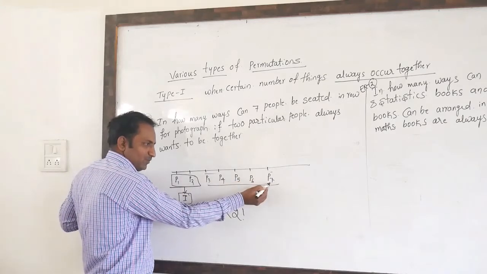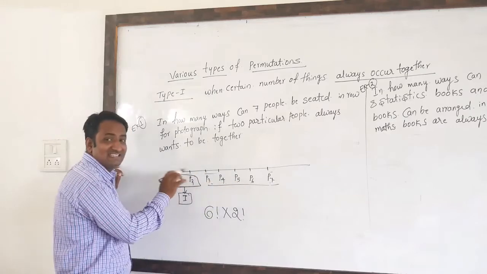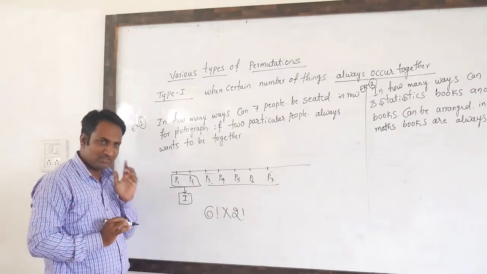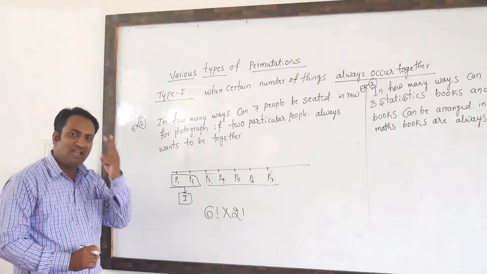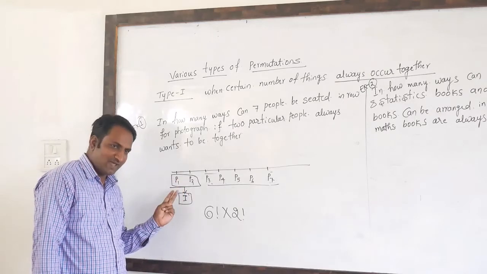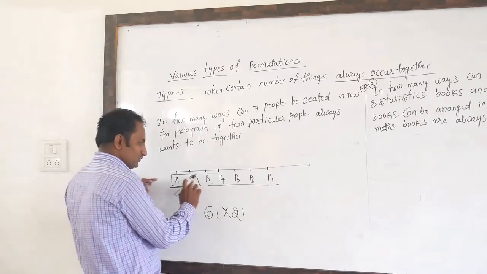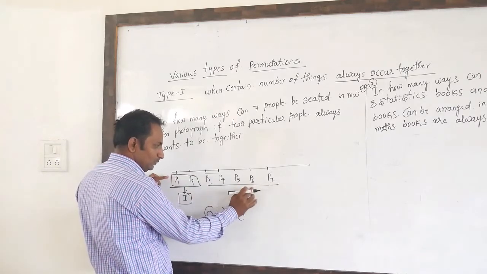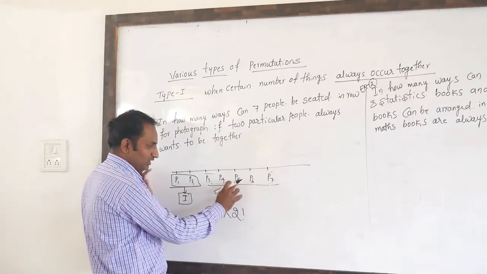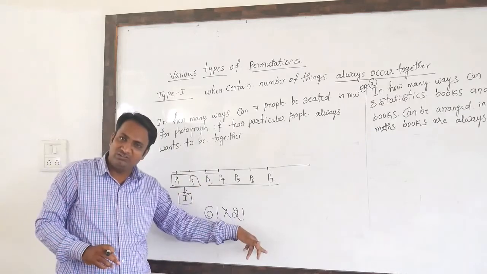Total arrangement is 1, 2, 3, 4, 5 and 6. That's why we can mention 6 factorial arrangement. Finally, there are two members who always want to be together. Suppose 3 people always want to be together. Here we can choose 1, 2, 3, 4, so 4 factorial; 1, 2, 3, 4 plus 5, 5 factorial into 3 factorial.